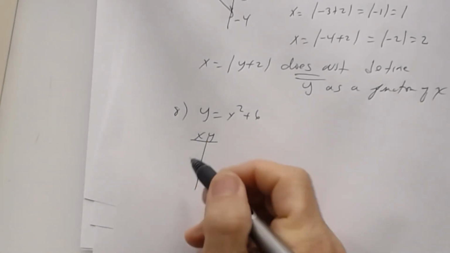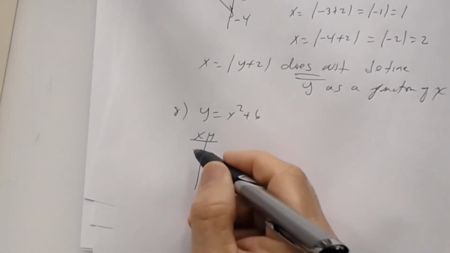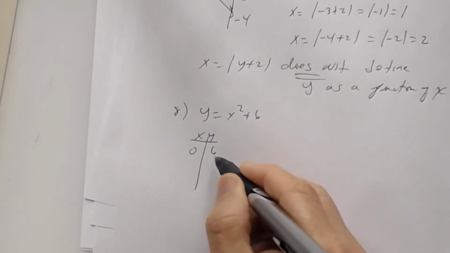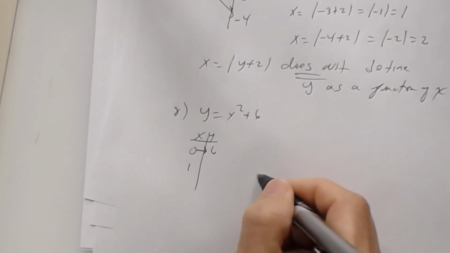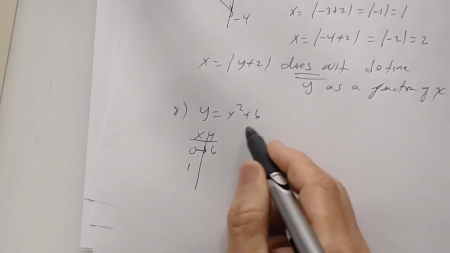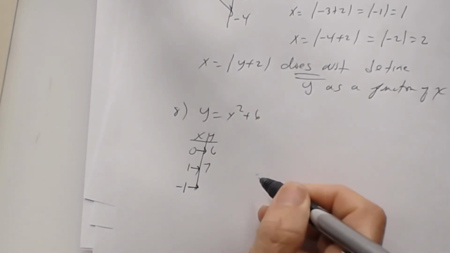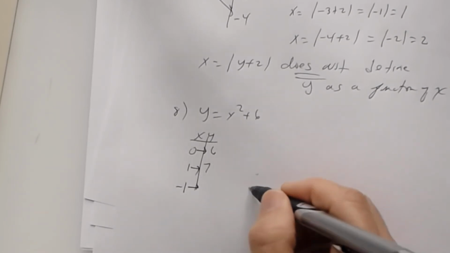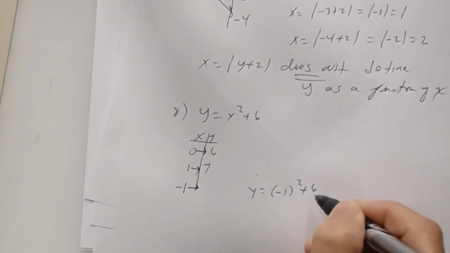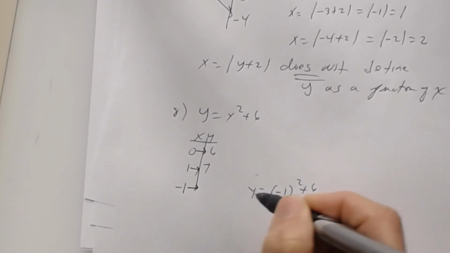Since y is by itself, y is dependent. It's called the dependent variable. Y depends on x. So x is my independent variable. So you plug in for x. So if x is 0, what's y? 6. So when x is 0, I get one y value. When x is, let's say, 1, what's y? 7, because 1 squared is 1, 1 plus 6 is 7. When x is negative 1, what's y? No, it's not 5. Be careful. When we start evaluating functions in a little while, it's going to hurt you. You're supposed to say this, y equals, in parentheses, negative 1 squared plus 6. What's negative 1 times itself? 1. 1 plus 6 is 7.